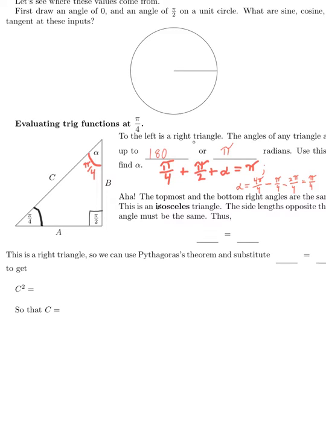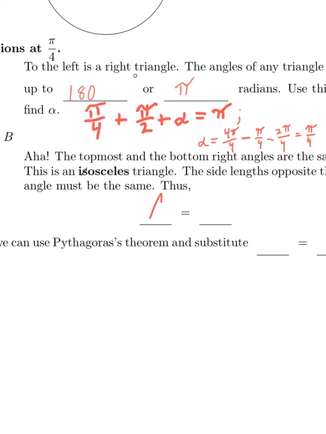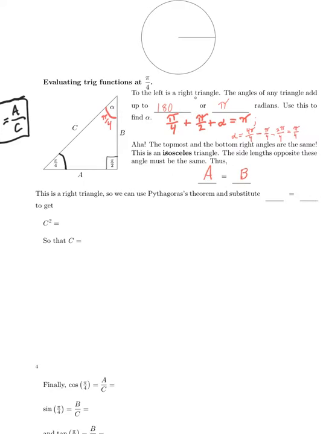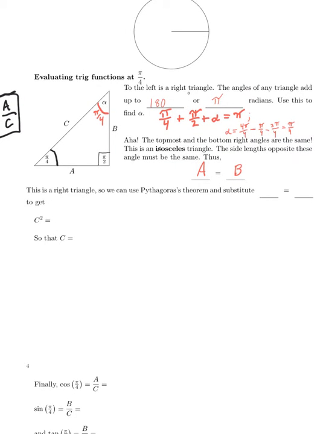So if you have an isosceles triangle, then the two sides opposite the two angles that are equal must also be equal. So that means that the side length A is equal to the side length B. So I can use the fact that this is a right triangle to figure out what C is, right? Since this is a right triangle, I can use Pythagoras' theorem to get C squared is equal to A squared plus B squared. But A is equal to B, so I can replace that B with an A.